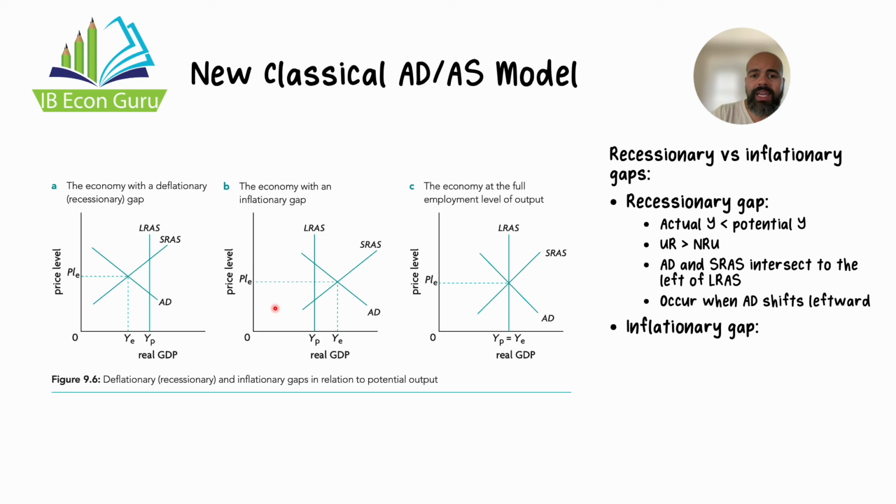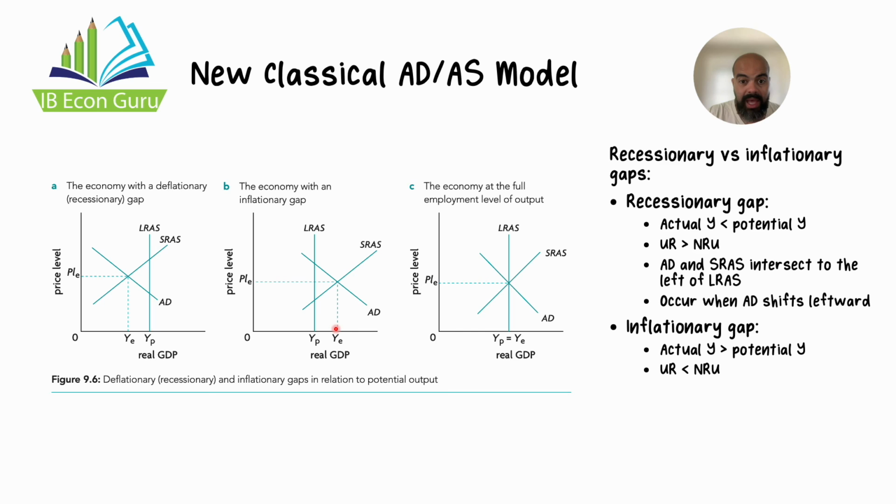Now, let's talk about inflationary gaps. This is when actual output is higher than the potential output. You can see YE is the economy's actual output. It's the intersection of AD and SRAS, and it's greater than the economy's potential or full employment level of output. This means that the unemployment rate is lower than the natural rate of unemployment. Because the economy is producing beyond its potential output, some of those structurally, frictionally, and seasonally unemployed workers will have temporary jobs. The economy is overheating.